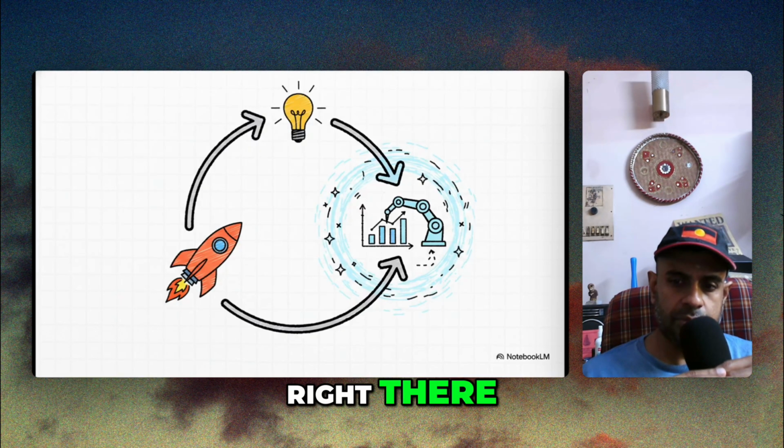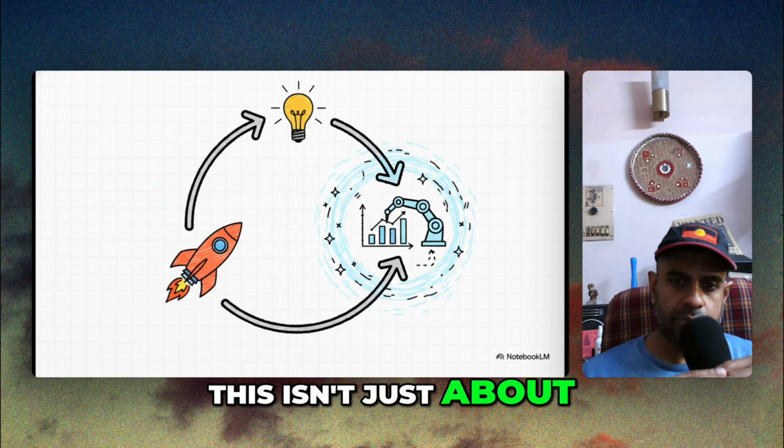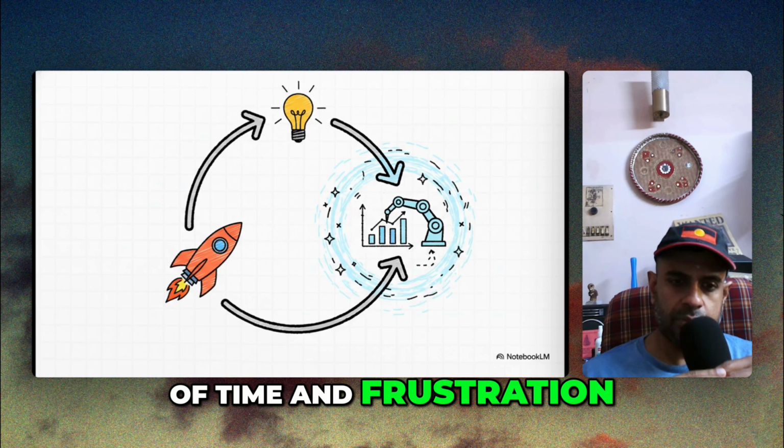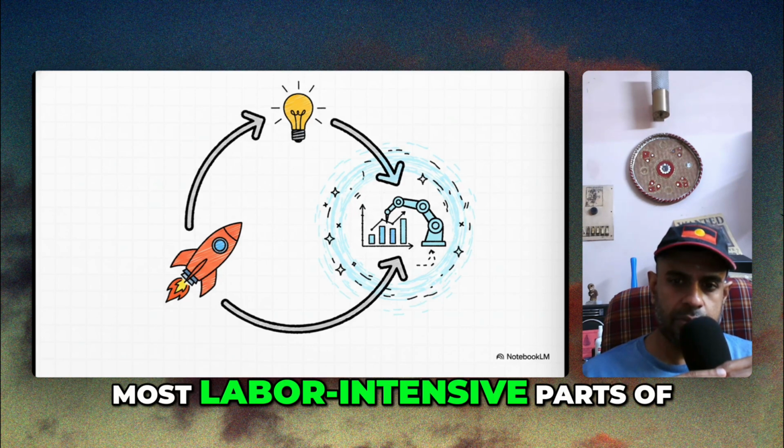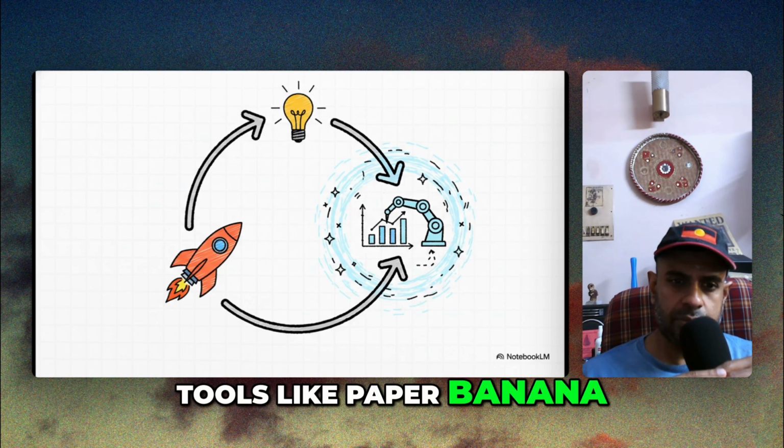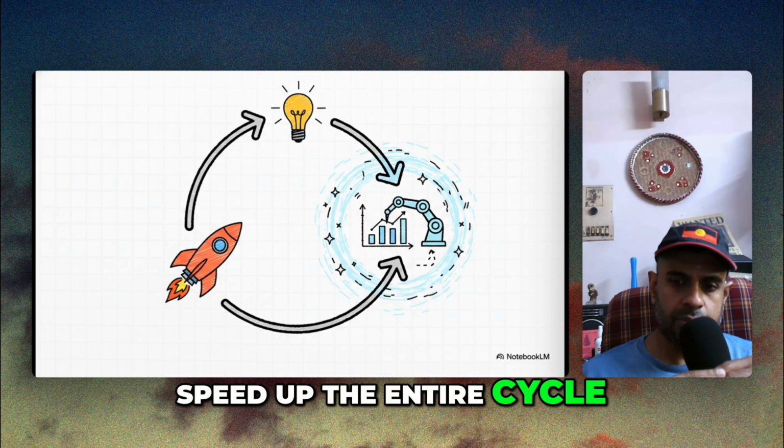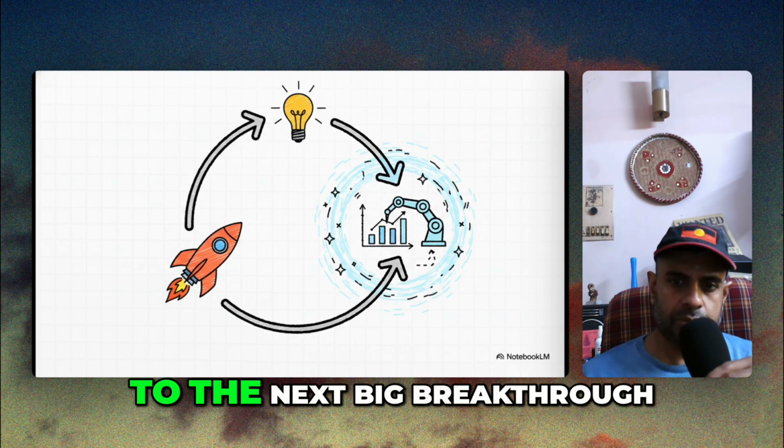And that, right there, is the ultimate takeaway. This isn't just about saving scientists a bit of time and frustration. By automating one of the slowest, most labor-intensive parts of the scientific process, tools like PaperBanana have the potential to speed up the entire cycle, from that initial discovery to communication to the next big breakthrough.